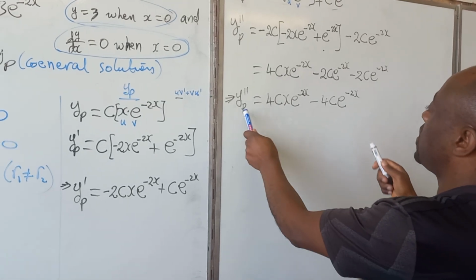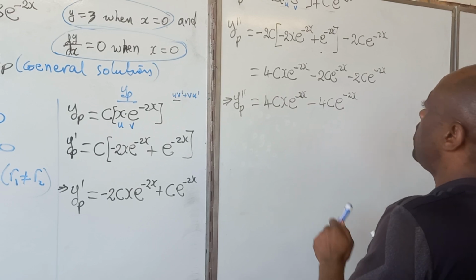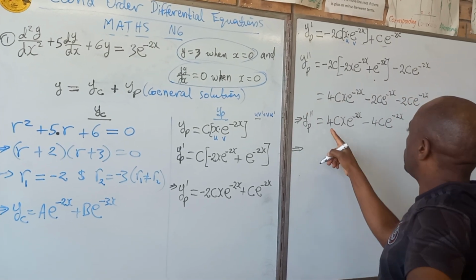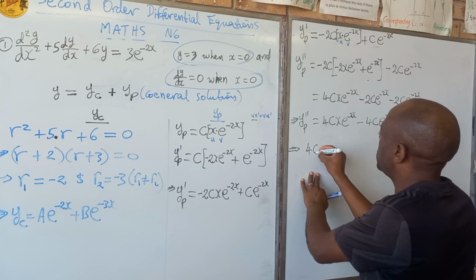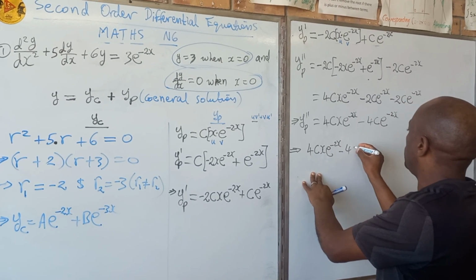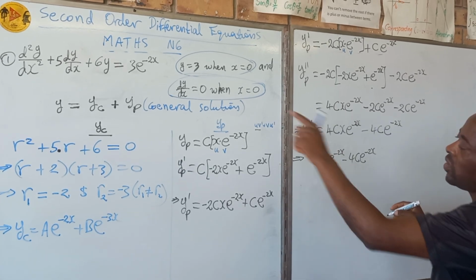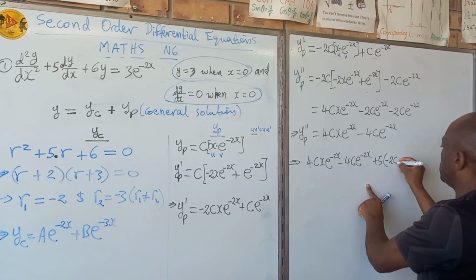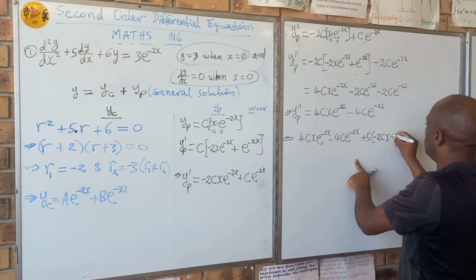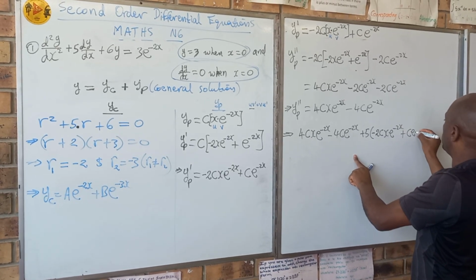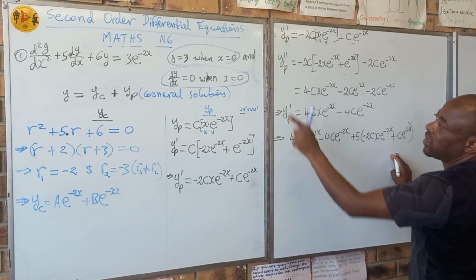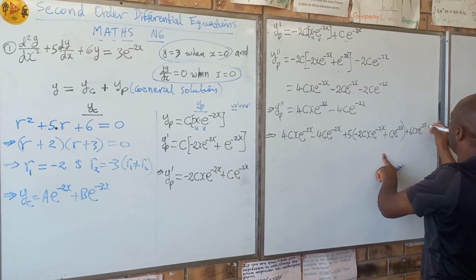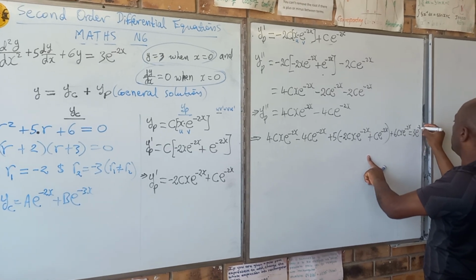We are going to use the second derivative to replace the second derivative that side. As before, the first derivative will replace the first derivative in the original equation. So we are going on in the place of d squared y over dx squared and putting the second derivative of yp, which is 4cx e to the power negative 2x minus 4c e to the power negative 2x. Then it's going to be followed by plus 5 into the first derivative of yp, which is negative 2cx e to the power negative 2x plus c e to the power negative 2x, then plus 6y, or y will be yp, so that will be 6cx e to the power negative 2x. Let's go to the right hand side, which is 3 e to the power negative 2x.